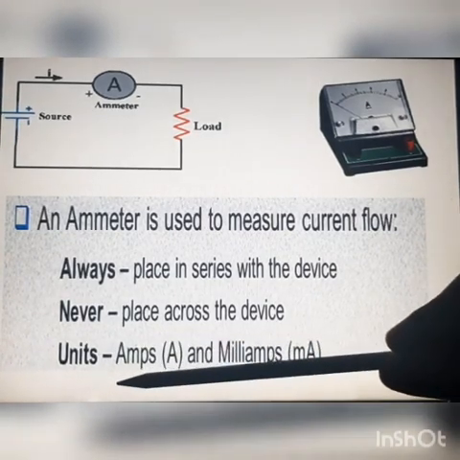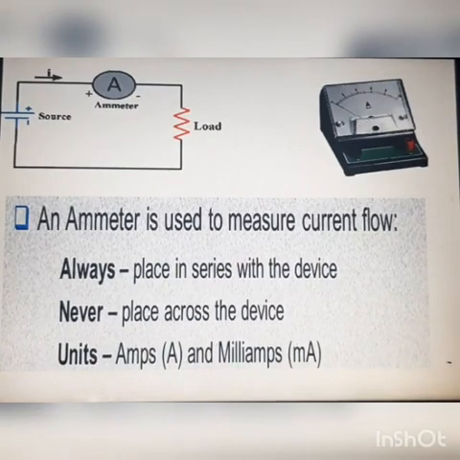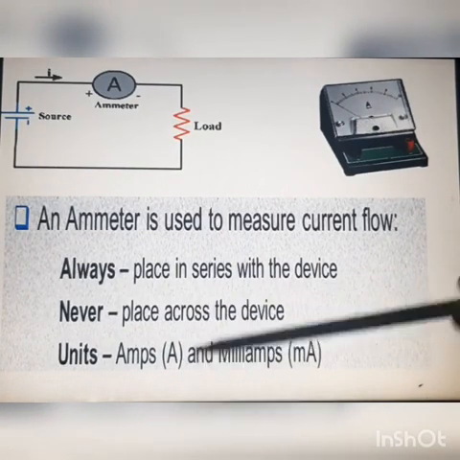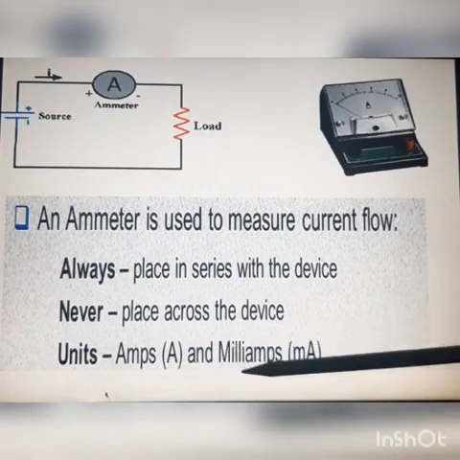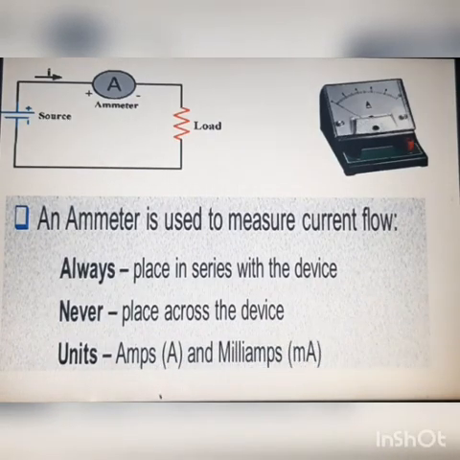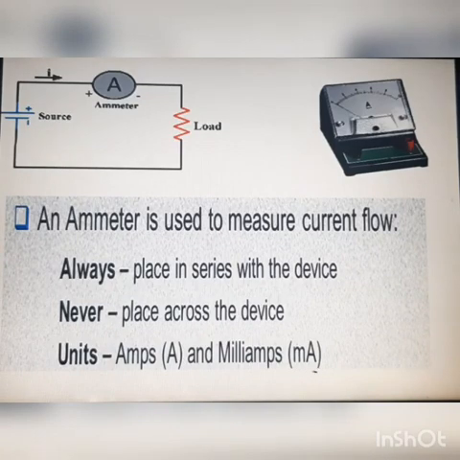Unit. We have already learned that the unit of current is ampere. So the measurement that we are going to get from an ammeter is in ampere or milliampere. Milliampere means 10 to the power minus 3 ampere. It is a smaller unit of current.